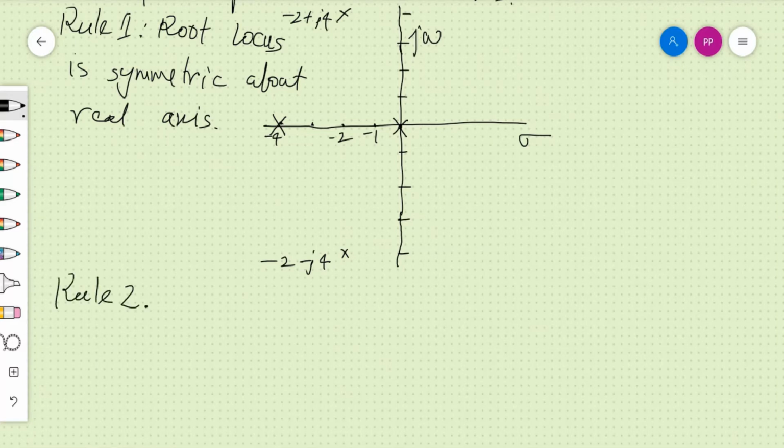So as k increases from 0 to infinity, the root locus trajectory starts from the pole, wherever the pole is, with k equal to 0, and it will terminate at a zero. If a zero is not there, then it will terminate at infinity. So as k increases from 0 to infinity, each branch of the root locus originates from an open loop pole with k equal to 0 and terminates either at an open loop zero or at infinity with k tending to infinity.